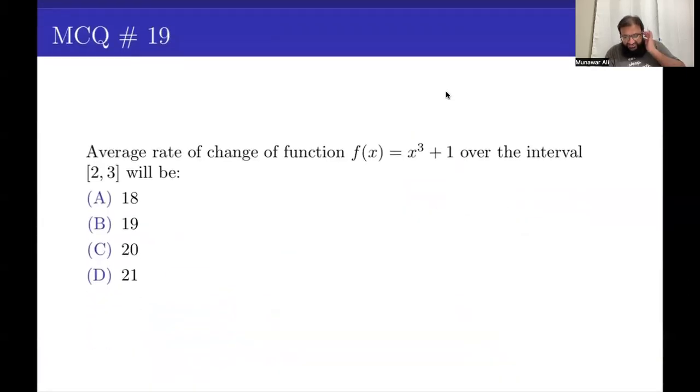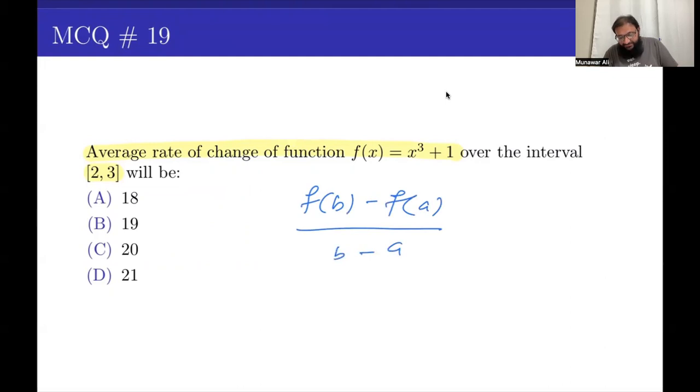So the next MCQ is 19. It says that the average rate of change of the function over the interval 2 to 3 will be. So we have two things. The instantaneous rate of change is the derivative of the function at a point. But average rate of change is always found on some interval. And the formula for that one is very simple. It's just a difference quotient, f of b minus f of a over b minus a.